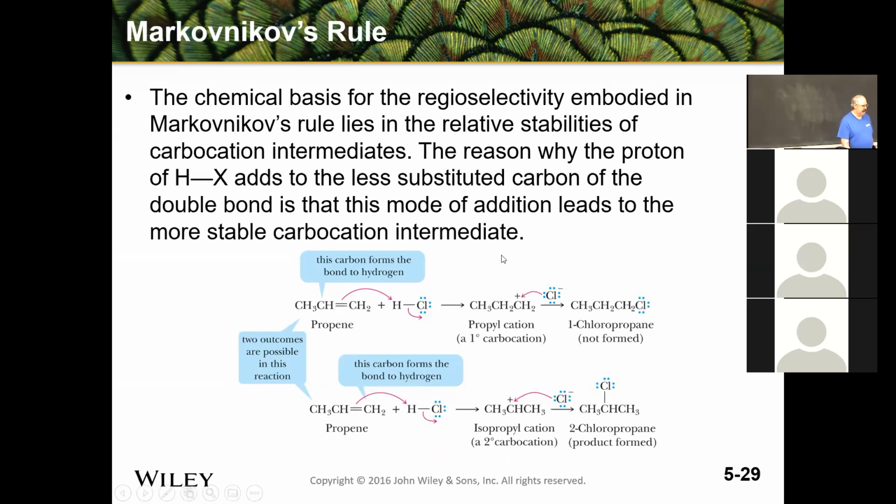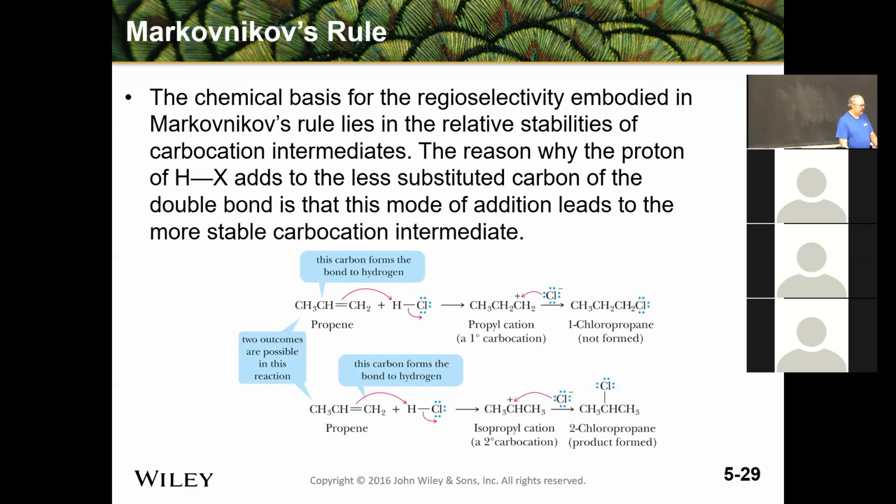Markovnikov lived in the 1800s. Carbocations were only observed in the 20th century, but they help to explain why Markovnikov's rule works the way it does.